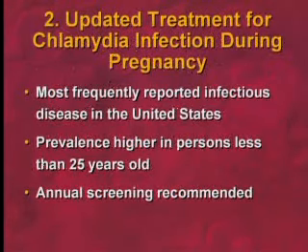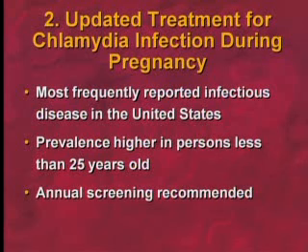Second change is the treatment of chlamydia infection during pregnancy. Before we go into treatment, let me tell you that chlamydia, like we said before, is one of the most frequently reported infectious diseases, and the prevalence is higher in persons less than 25 years old. Annual screening is recommended. However, if you have any female older than 25 that is high risk, has multiple sex partners, has a new sex partner, or her sex partner has other sex partners, it is important that you screen these people as well, okay?